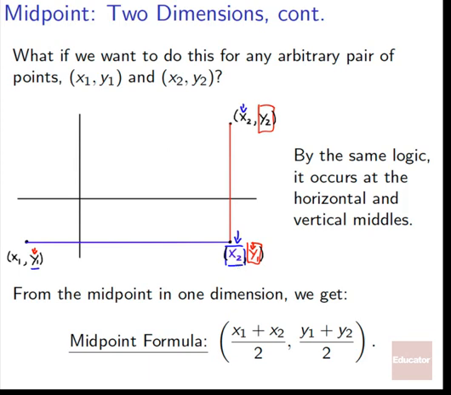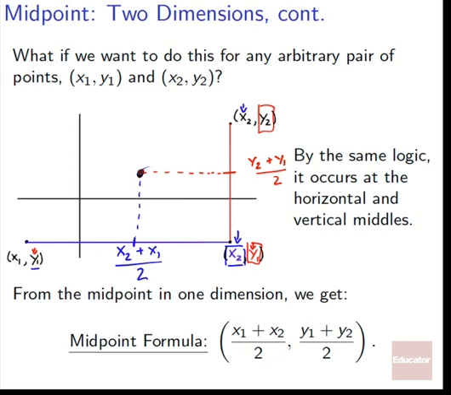So the midpoint horizontally is going to be x2 plus x1 divided by 2. That will get us the middle location because it's the average of our two horizontal locations. The average of our two vertical locations is going to be y2 plus y1 over 2. We bring these two things together and we get where our middle is. We get our midpoint that way.